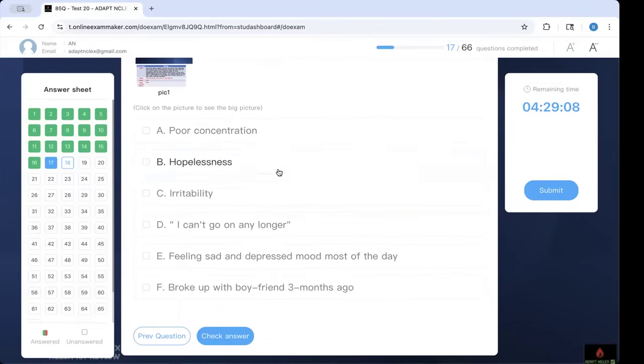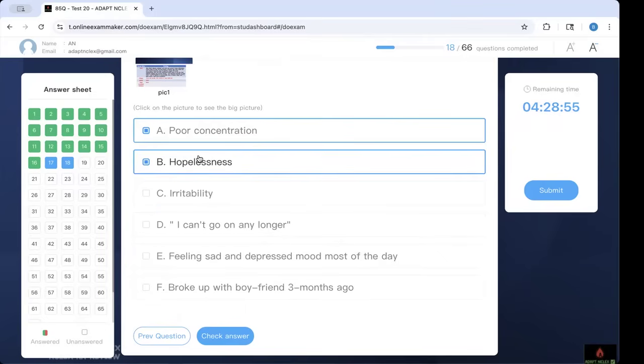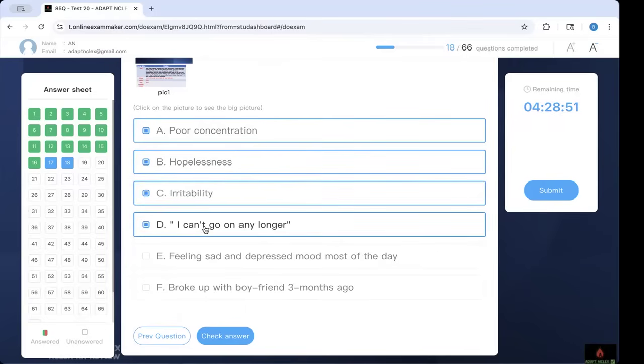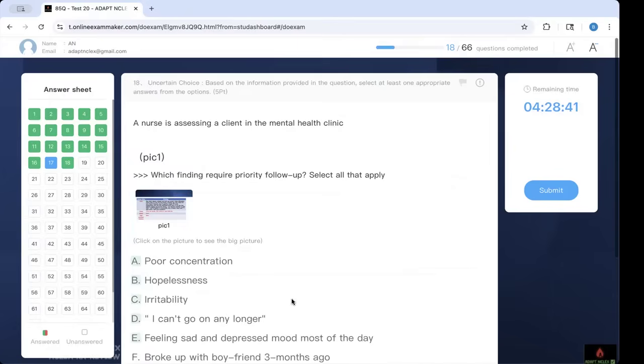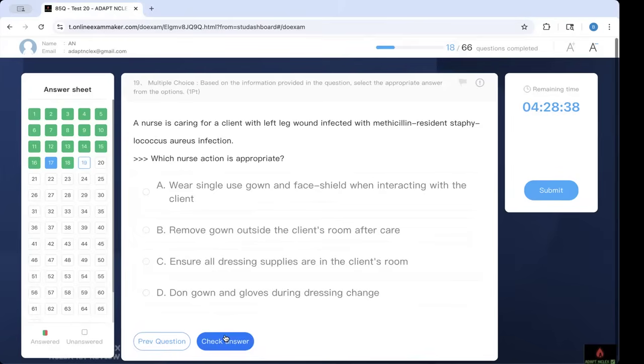Poor concentration, hopelessness, irritability. I can't go on any longer. Feeling sad and depressed mood of the day. Broke up with the boyfriend. Of course, poor concentration, hopelessness are bad. And irritability, psychomotor agitation. I can't go any longer. That's number one. And of course, feeling sad. These are all diagnoses of what? Depression. If you broke up with your boyfriend, that's not a major problem. We don't care right now.